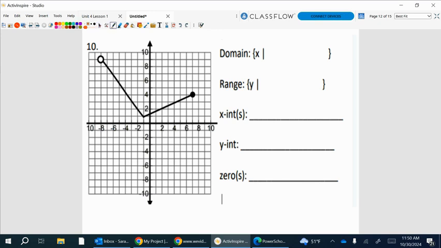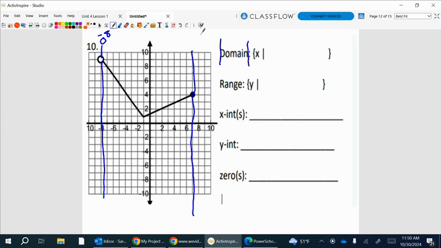Here we go again, domain and range. Domain, we got the walls coming from the left. Here is my first stop, open circle at -8. Coming from the right, here's my farthest point. My biggest number is +7 with a closed circle.